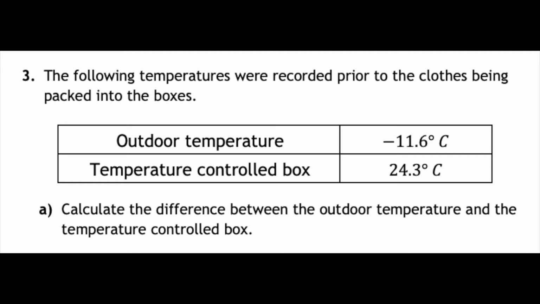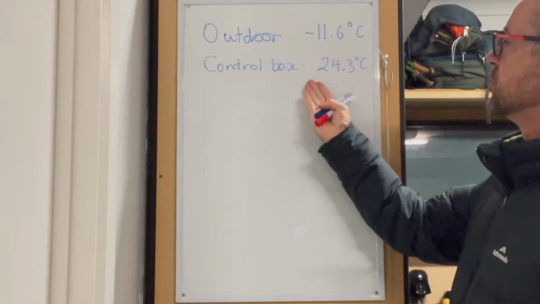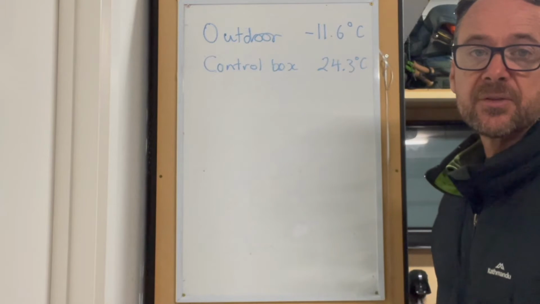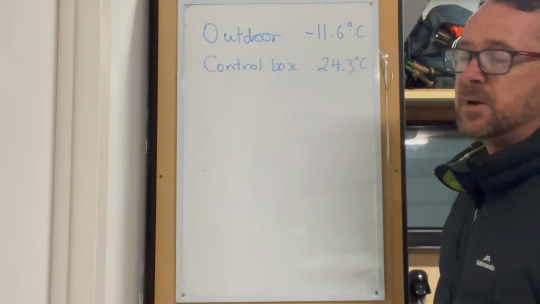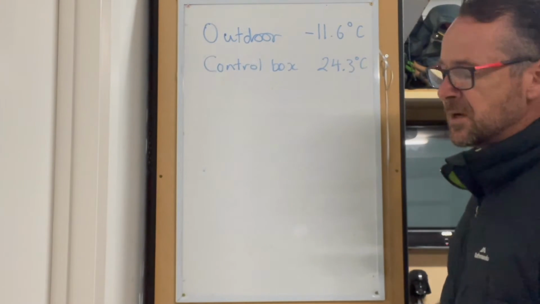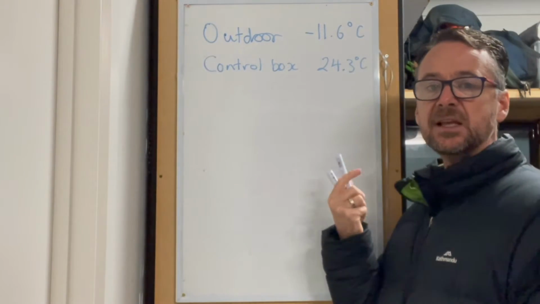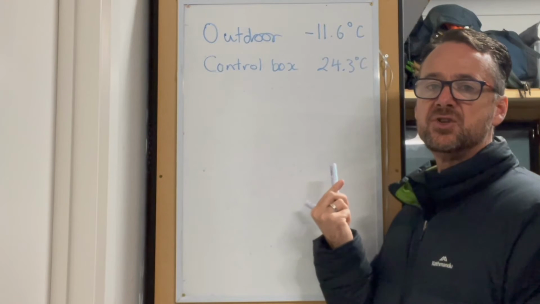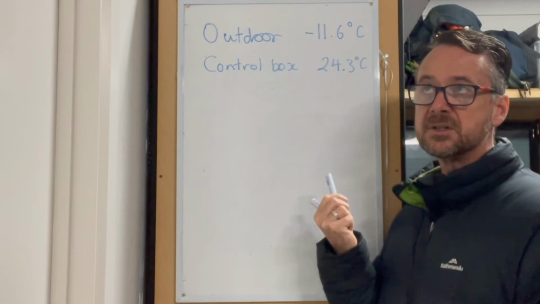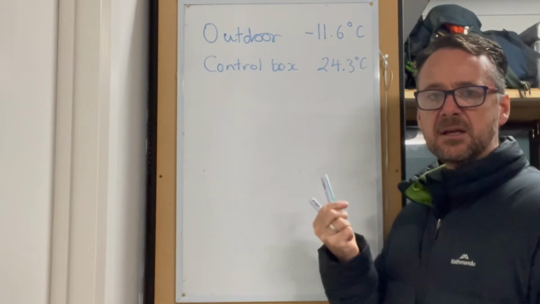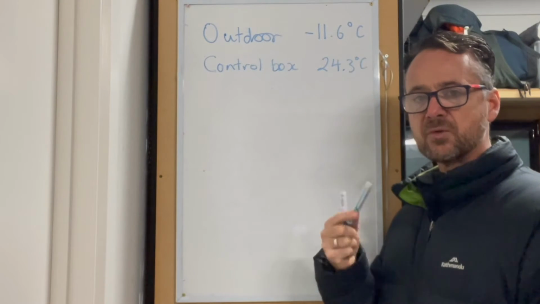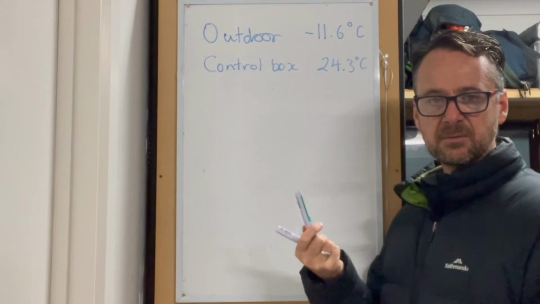Okay, question 3 gives us this information that outdoors it's negative 11.6, so minus 11.6, so it's cold. And there's a control box inside that's 24.3 degrees, so that's quite warm. And then it asks you what the difference is. The one thing I would say with all of these types of questions is to just think logically first rather than just try to mathematically solve it, because that thinking will mean that you can look at your answer and think whether it's reasonable.